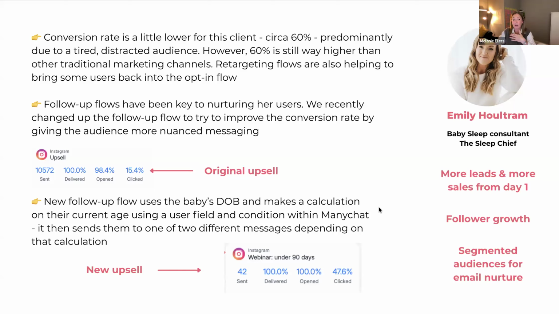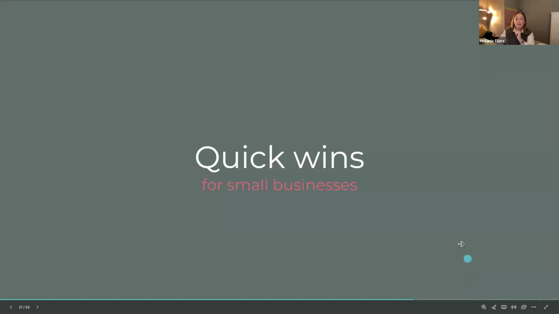So Emily has had more leads and more sales from day one by switching from website links to actually DM opt-ins. She's seeing quite a high level of follower growth as well. And not only that, but her flows are enabling her audience to be segmented right from the word go, again, as soon as they hit her CRM. And I think her CRM was Klaviyo, I think. So quick wins for small businesses.